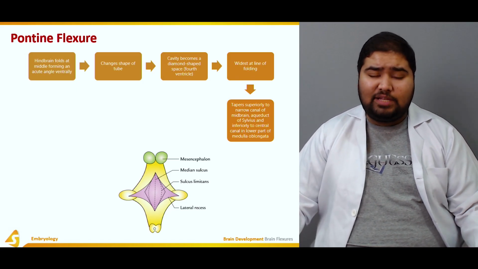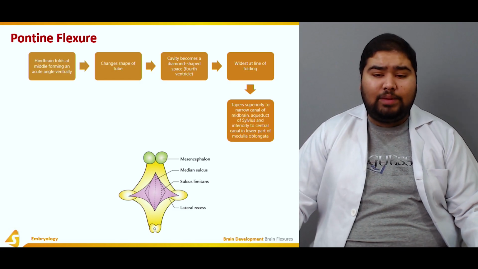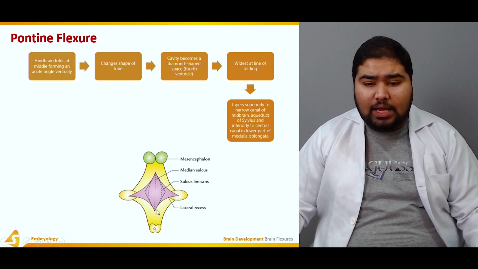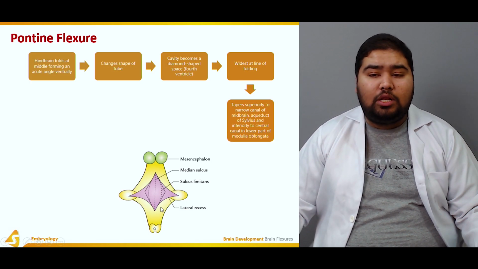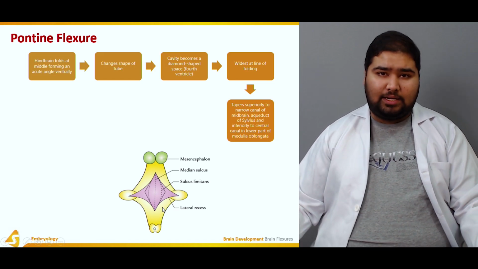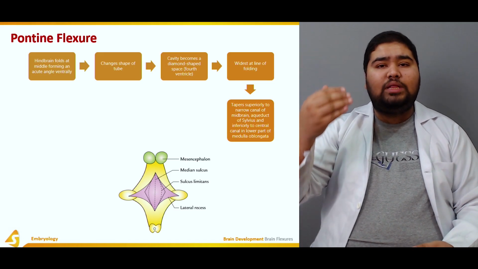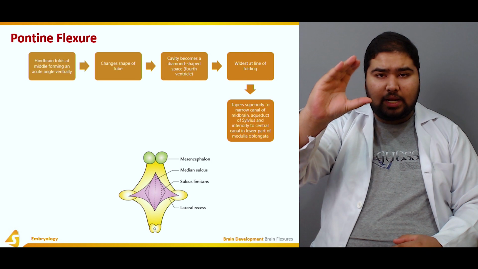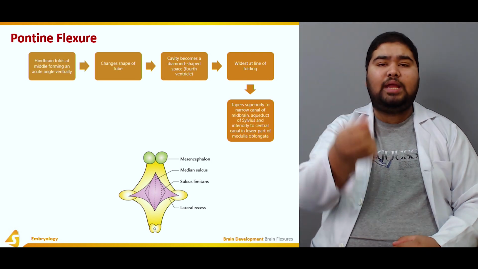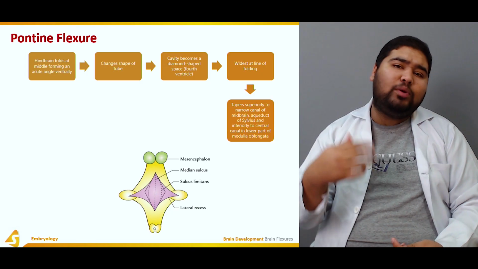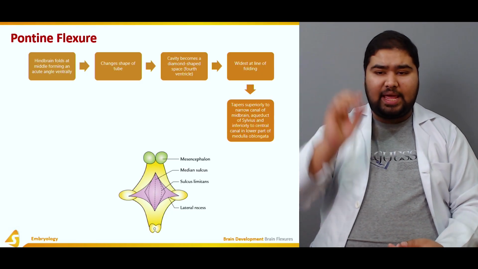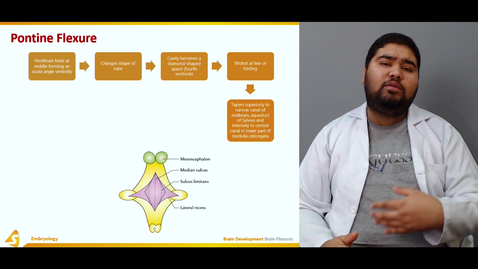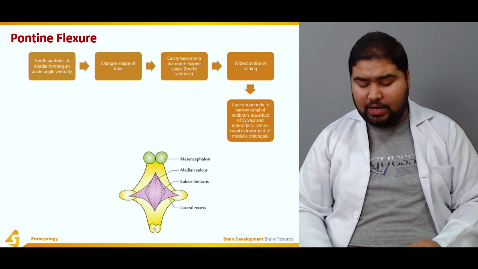The aqueduct of Sylvius, or cerebral aqueduct, is the canal of the midline which lies in the midbrain, superiorly. And inferiorly it continues to the central canal in the lower part of the medulla oblongata. So superiorly it connects with the canal of the midbrain. Obviously, the hindbrain is connected to the midbrain superiorly. So the superior part of the hindbrain connects to the cerebral aqueduct, or aqueduct of Sylvius, on its upper end. And on its lower end it is connected to the medulla oblongata.